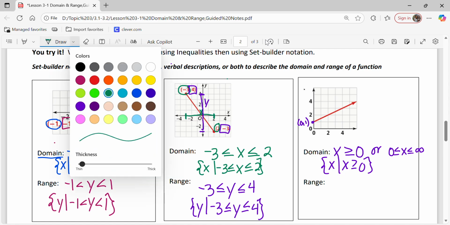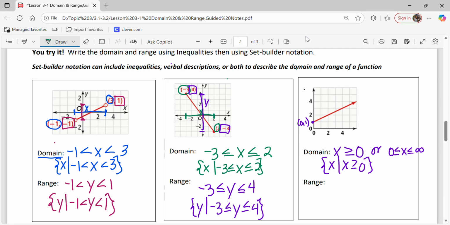My range, smallest range is now at 1, so y is greater than or equal to 1, or you can write it as 1 less than or equal to y, less than or equal to your positive infinities. In set builder, all values of y such that y is greater than or equal to 1.